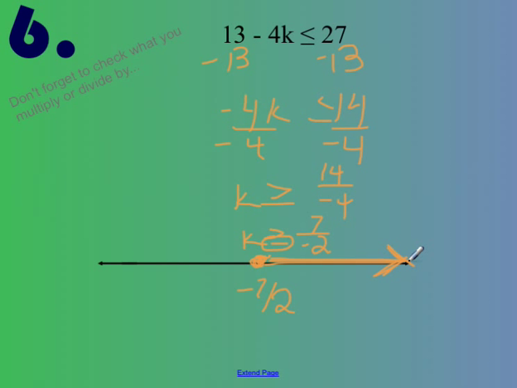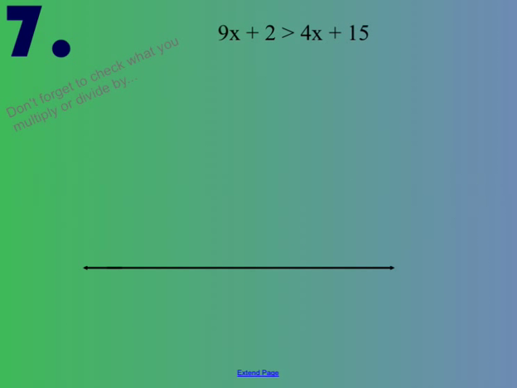If it's greater than, you're going to go to the right. If it's less than, you're going to go to the left. And then if there's no line underneath, you have an open circle. If there is a line underneath, you have a solid circle. So I want you guys to go ahead and try number 7 on your own.